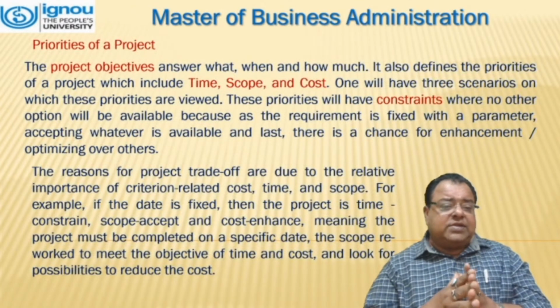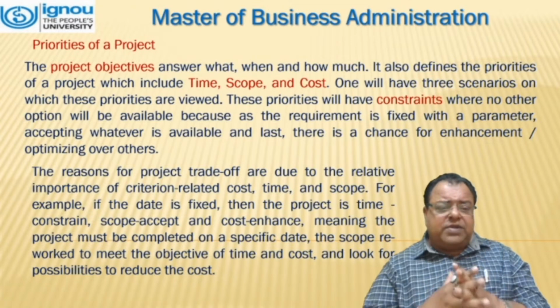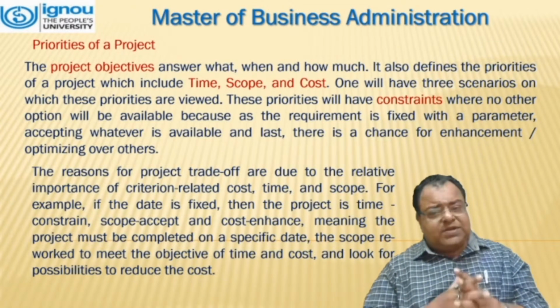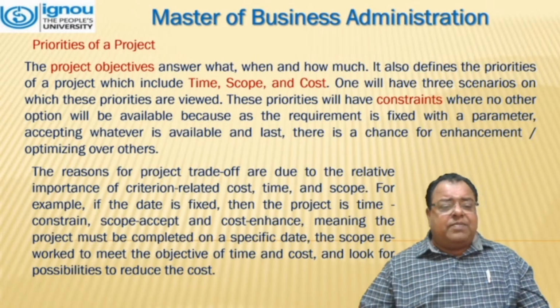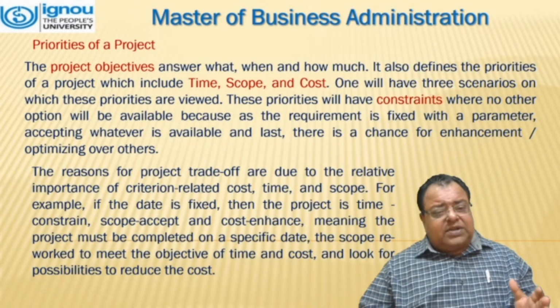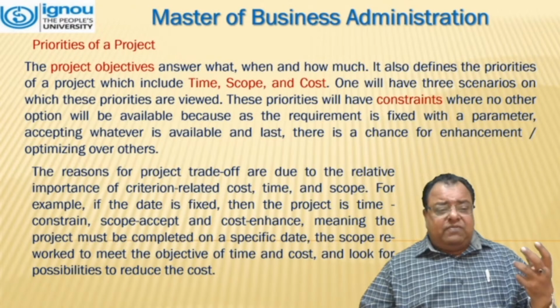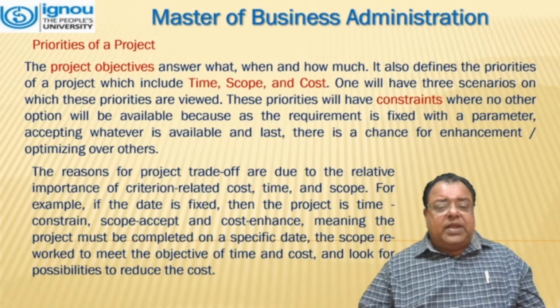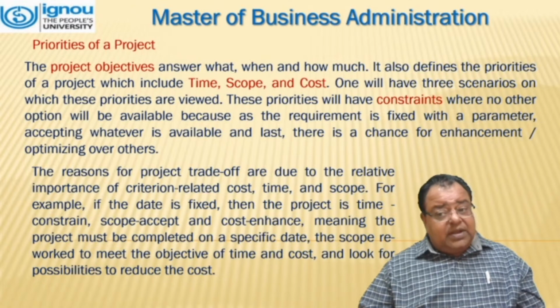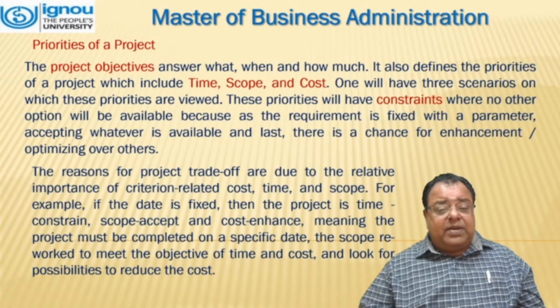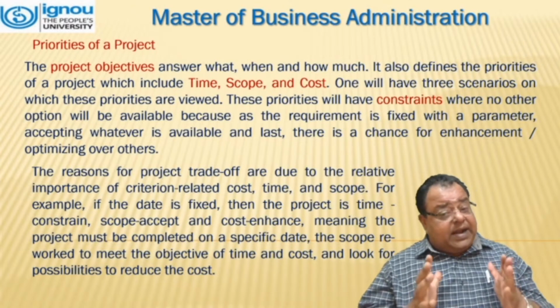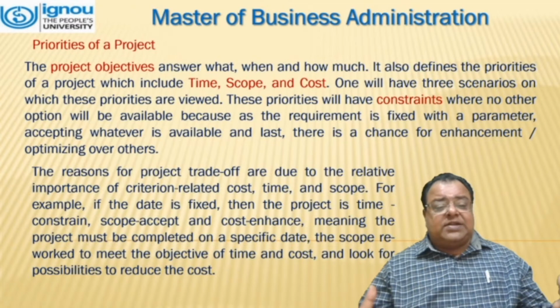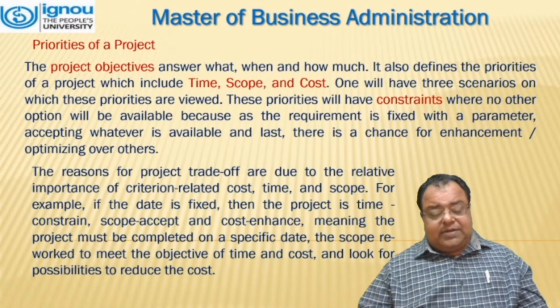What are the priorities of a project? The project objectives answer what, when, and how much. It also defines the priorities of a project, which include time, scope, and cost. One will have three scenarios on which these priorities are reviewed. These priorities will have constraints, where no other options will be available because the requirement is fixed; a parameter accepting whatever is available; and last, there is a chance of enhancement, optimizing over others.